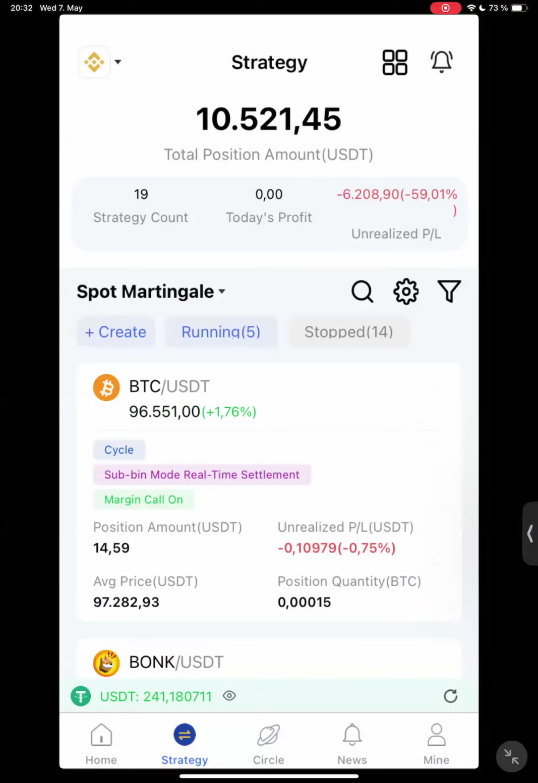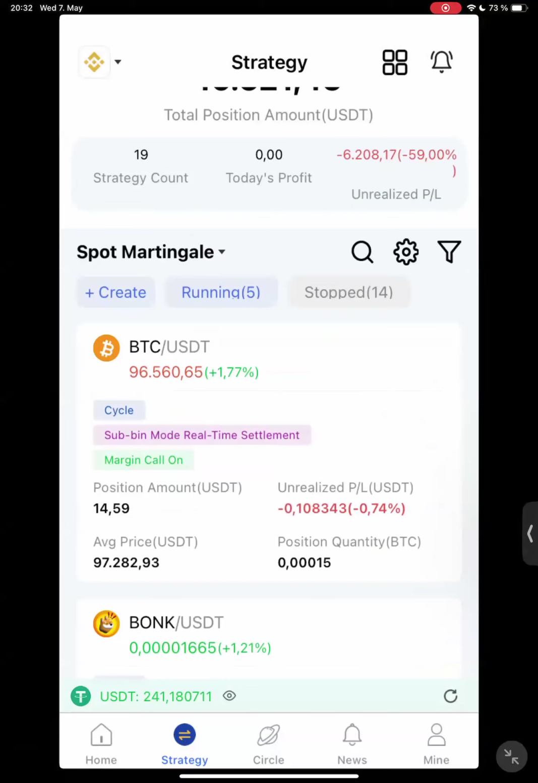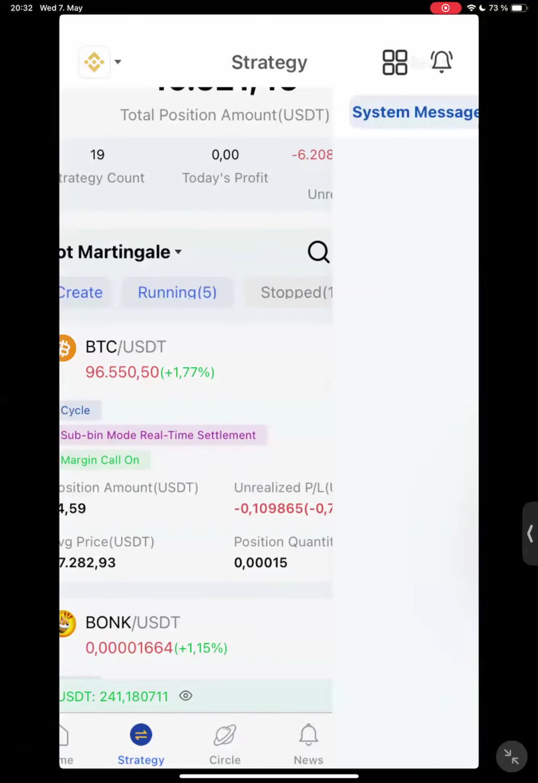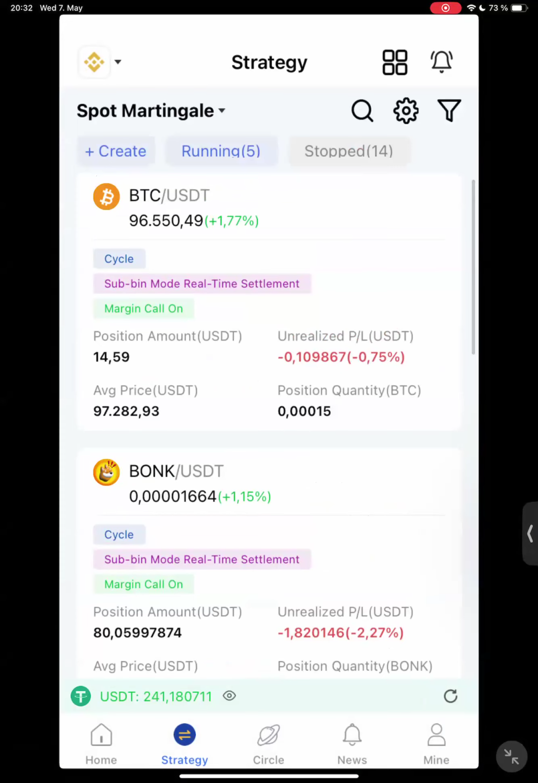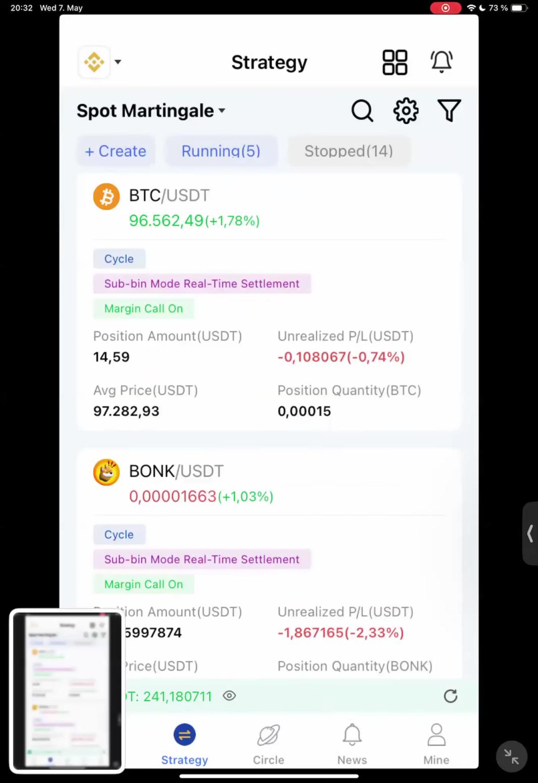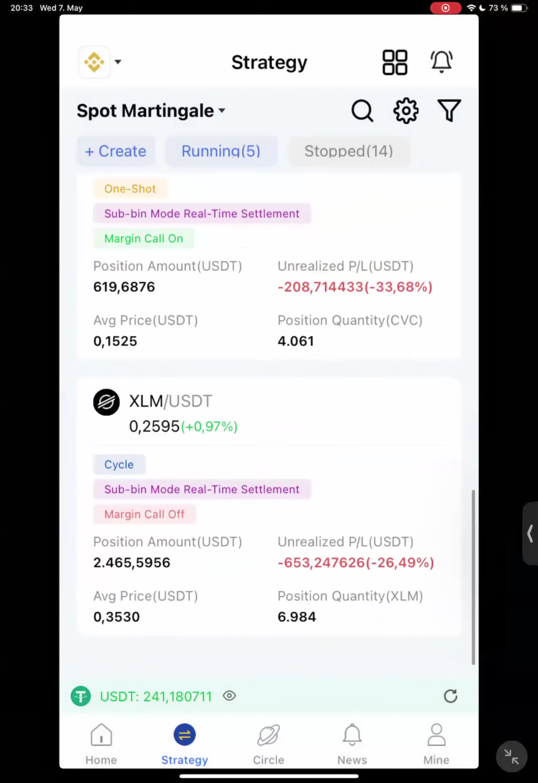All right. Now, the 19 strategy count we see is the total, the 14 plus the 5. The notification bell is still here. You don't need to switch to the home button. So BTC is currently running. This is always the current price of the coin and the current return rate. If I go to Binance, I'll see that BTC is plus 1.78%. It means it has started increasing. Bonk has also started increasing. Then you see XRP and the rest.